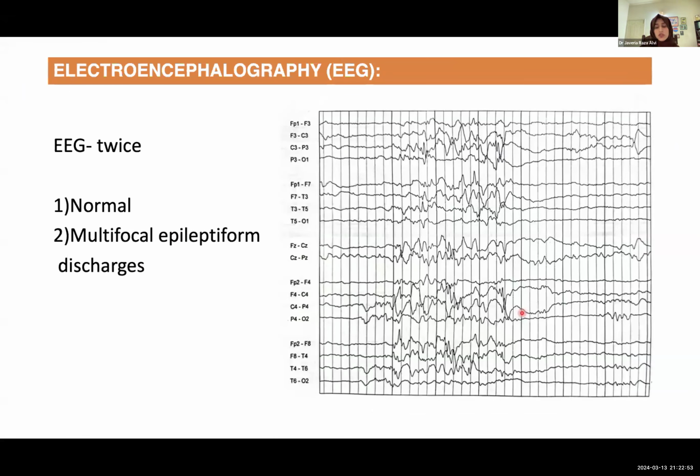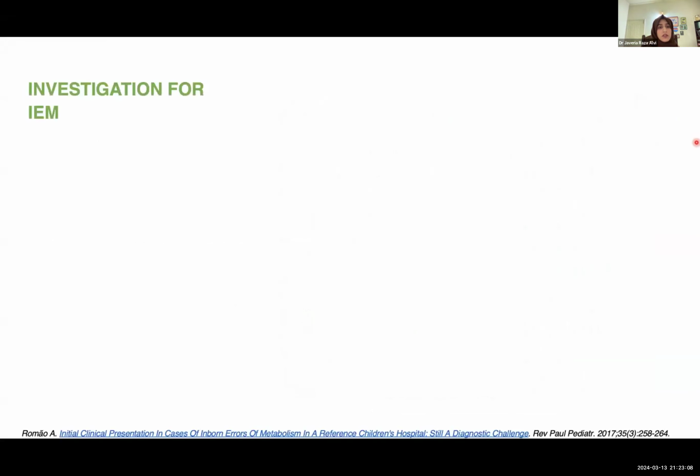During the course, there were 2 EEGs of this child done. The first was normal, that was done immediately after admission, and the second was done around the 15th day of life. This is a short-term interictal EEG which showed sharp wave discharges, and these were seen frequently. I've just put one tracing of it.